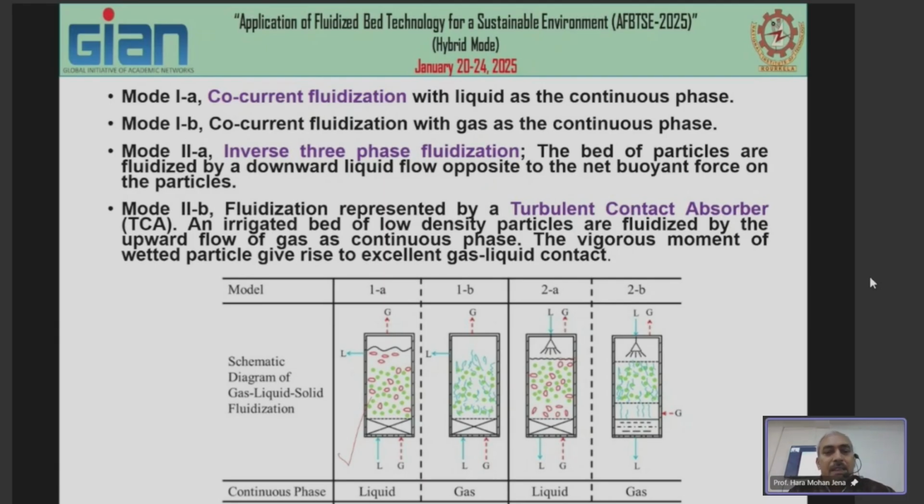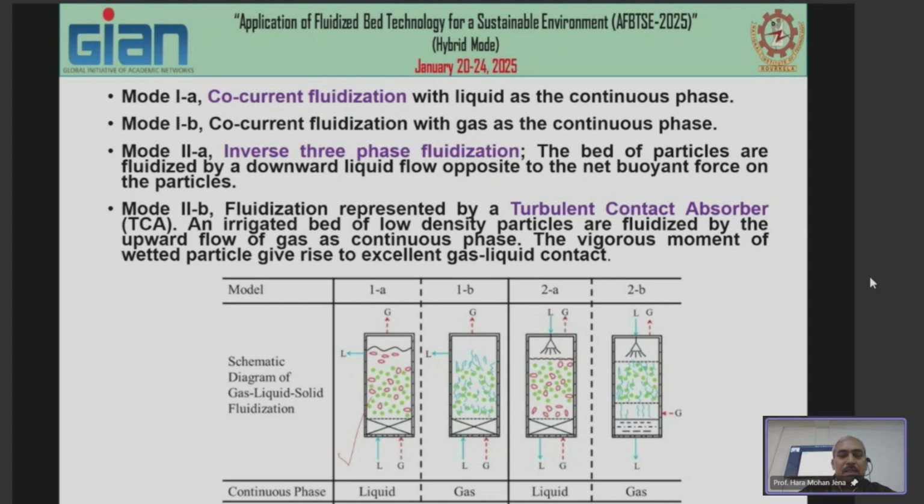An integrated bed of low density particles are fluidized by the upward flow of gas as the continuous phase. The vigorous movement of the weighted particles gives rise to excellent gas liquid contact. So excellent gas liquid contact is possible in turbulent contact absorber.